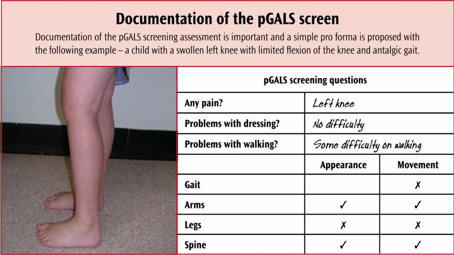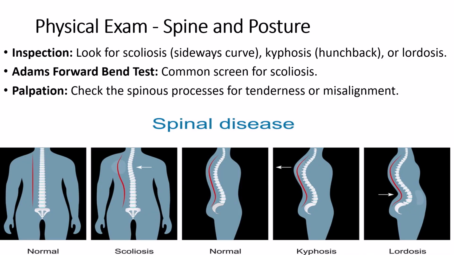Then finally, we should document our findings: the response to any pain, problems with dressing, and problems with walking, then our evaluation of gait, arms, legs, and spine, GALS. On spine and posture, look for scoliosis, kyphosis, and lordosis, and check the spinous processes for tenderness or misalignment.